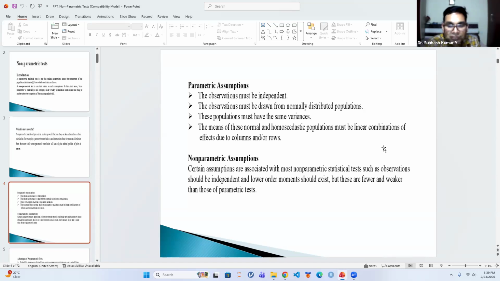And these are some fewer and weaker assumptions regarding the non-parametric test. Certain assumptions are associated with most non-parametric statistical tests, such as observations should be independent. This is very important. For the statistical test to apply, the observations should be independent. It means the sample should be random. And one assumption which is very weak is that lower order moments, like the mean and variance, should exist. But these are fewer and weaker than those of the parametric tests.